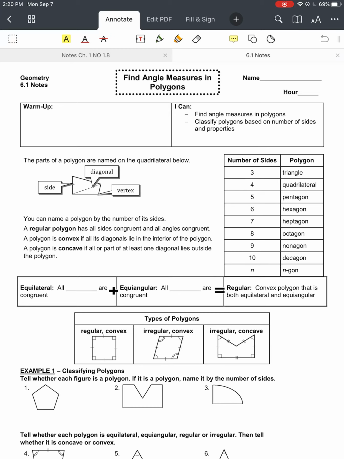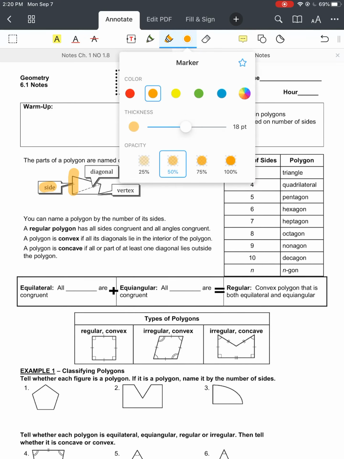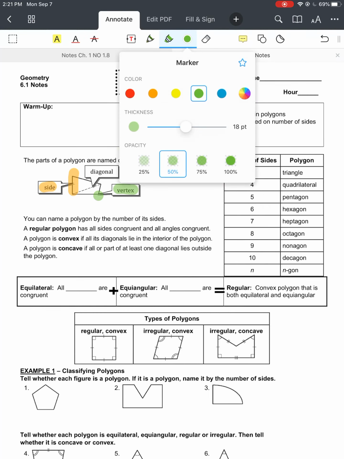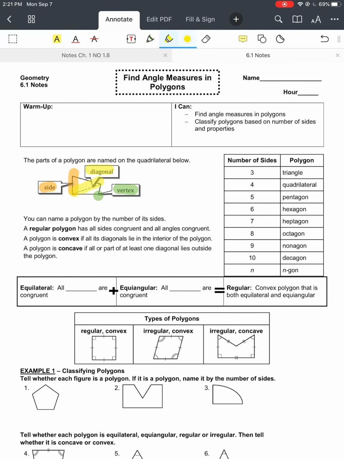So for a polygon, a polygon is just a shape made up of segments, and those segments in a polygon are called a side. So you'll see here, this is a side, it's a segment. The segments all intersect at specific points called vertex, or plural vertices. So here's a vertex, that's where the sides intersect. You can also connect vertices that are not adjacent, not exactly next to each other, and those are called diagonals. So diagonals is when you can connect non-adjacent vertices.